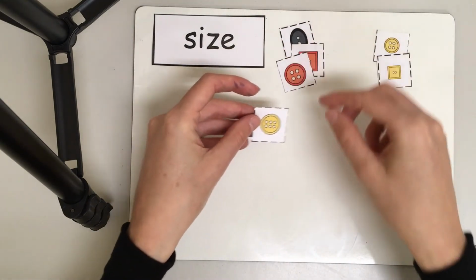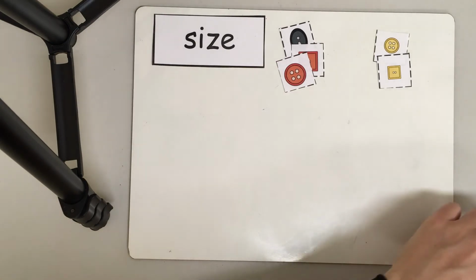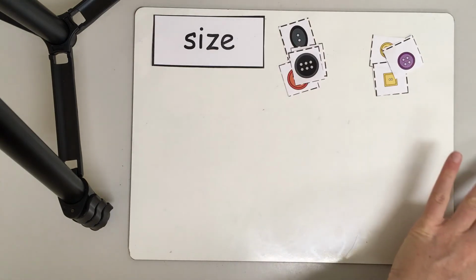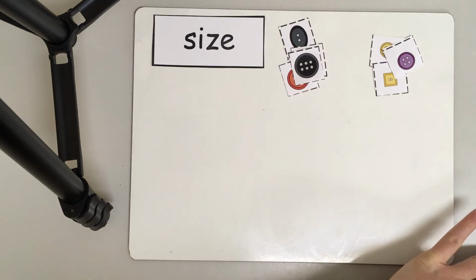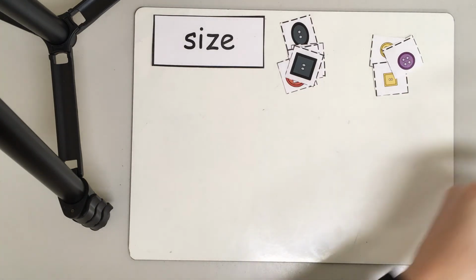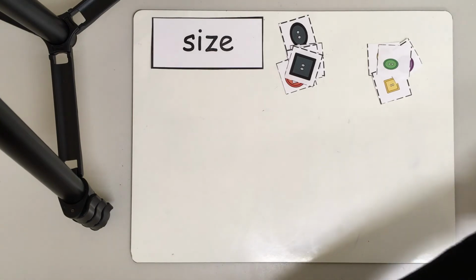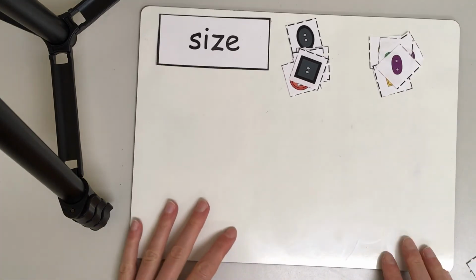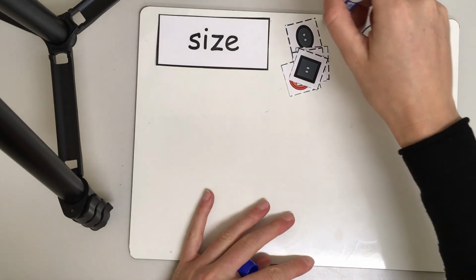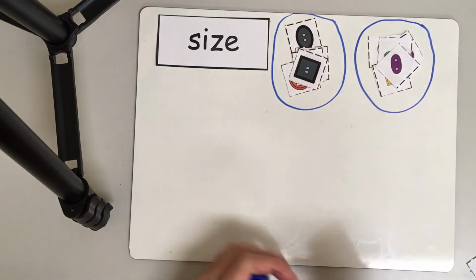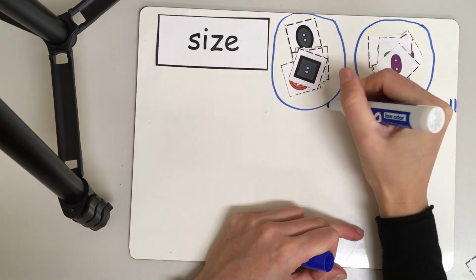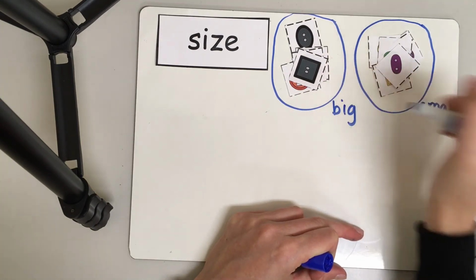I have a large button. Here's another small one. A large one. Here's another large one. Let's see if I can get a small one. There's a small one. Here's another small one. This time, my sort only has 2 groups. I paid attention to the attribute size. This group is called small, and this group is called big.